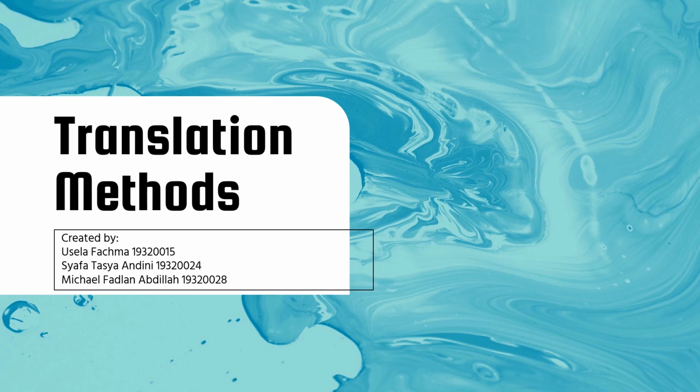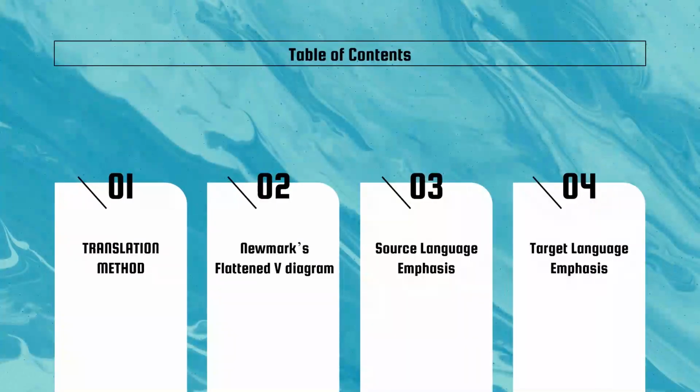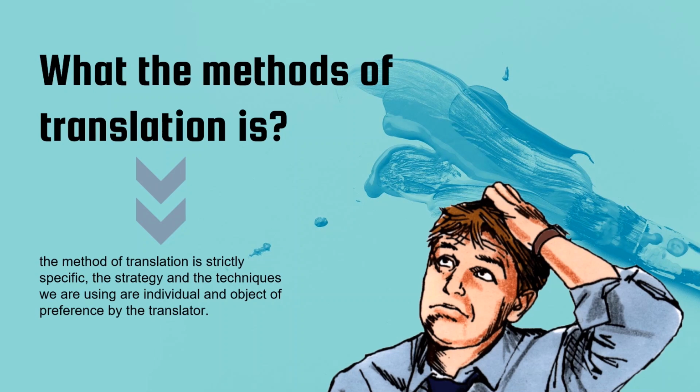Okay everyone, in this presentation we will discuss translation method. As you can see in the video, there are 4 table contents in this presentation. The first is translation method, the second is Newmark's flattened free diagram, the third is source language emphasis, and the last is target language emphasis. Let's get to the first chapter. It is the definition of translation method.